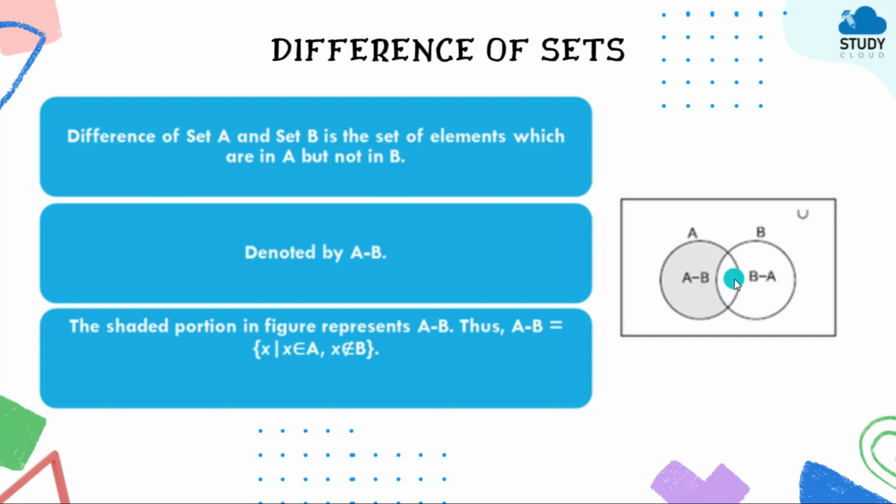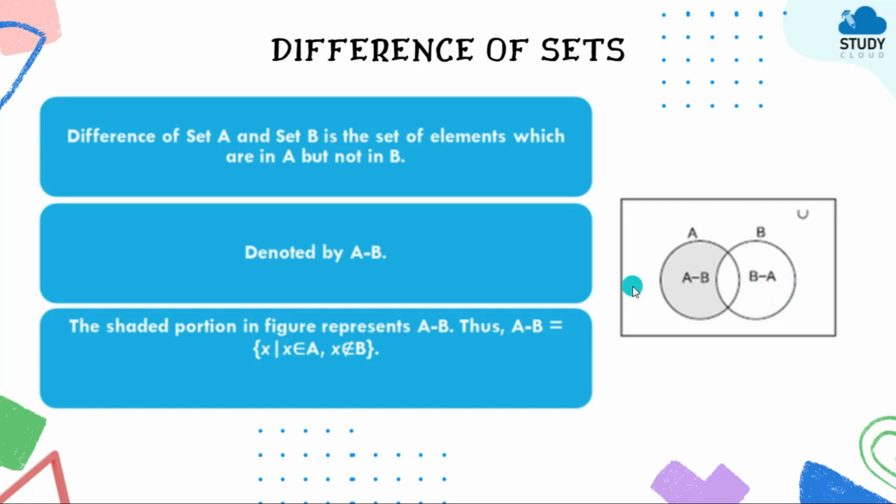So if you see this mid part, it is in both the sets, in A also, in B also, and this B is definitely the entire part of B. So we will exclude this intersection part plus whatever is there in B. So we are left with the shaded portion. This shaded portion represents A minus B, the difference of A and B, and here it is B minus A.